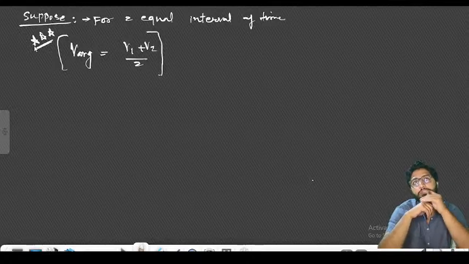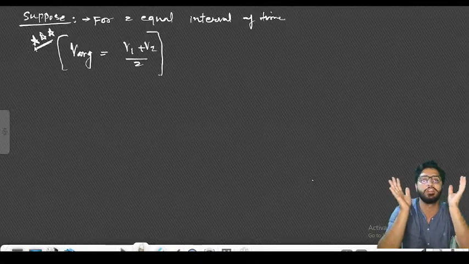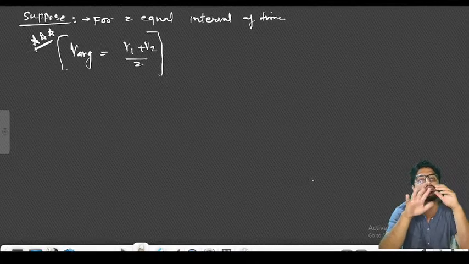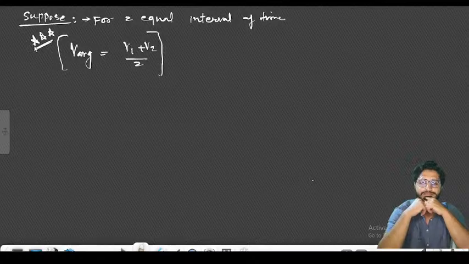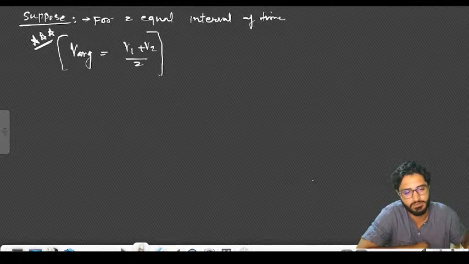Sir, I guess if time intervals are the same, so one formula is there: we need to sum these numerical values and divide by 2. You will write V1 plus V2 by 2, 3 plus 5 by 2, that is 8 by 2. Is it numerical now? So this thing you need to remember. Now second part.